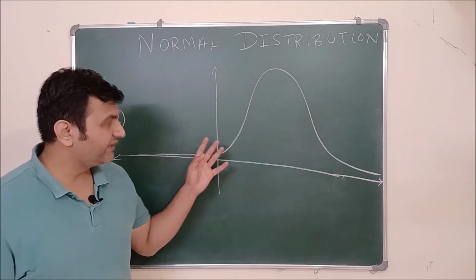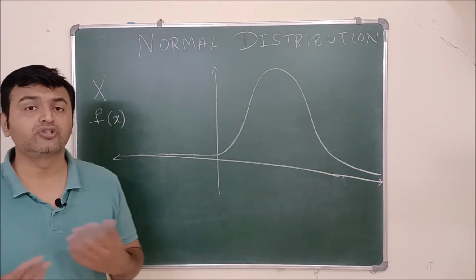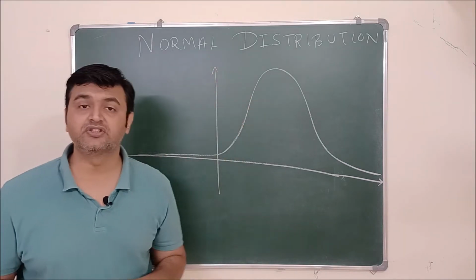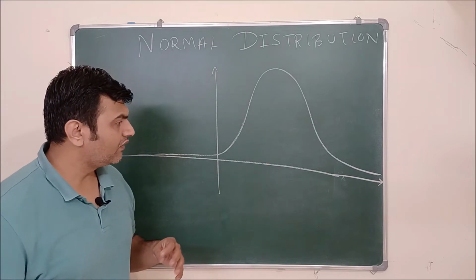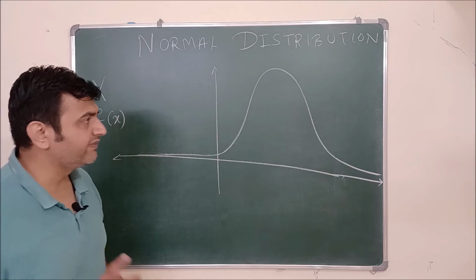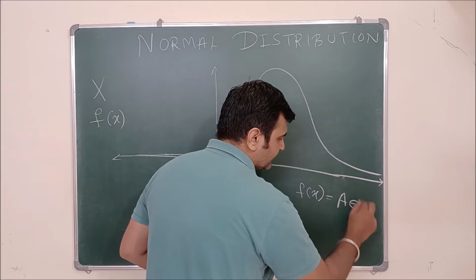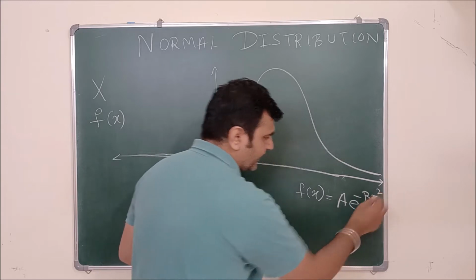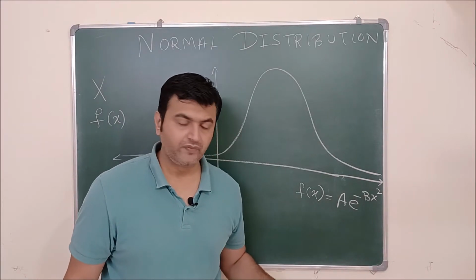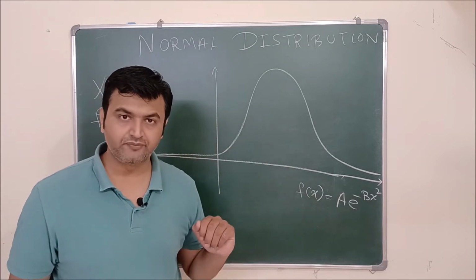Many times this bell-shaped curve is also called a normal curve, or a Gaussian curve. And because of that Gaussian curve, it is also often called Gaussian distribution. Why Gaussian curve? Because in mathematics, I don't know whether you have seen it or not, there is a function f of x equals a e raised to minus b x square, where a and b you can take to be positive constants. This is called a Gauss function. When you try to plot the graph for this function, it will be a bell-shaped curve.